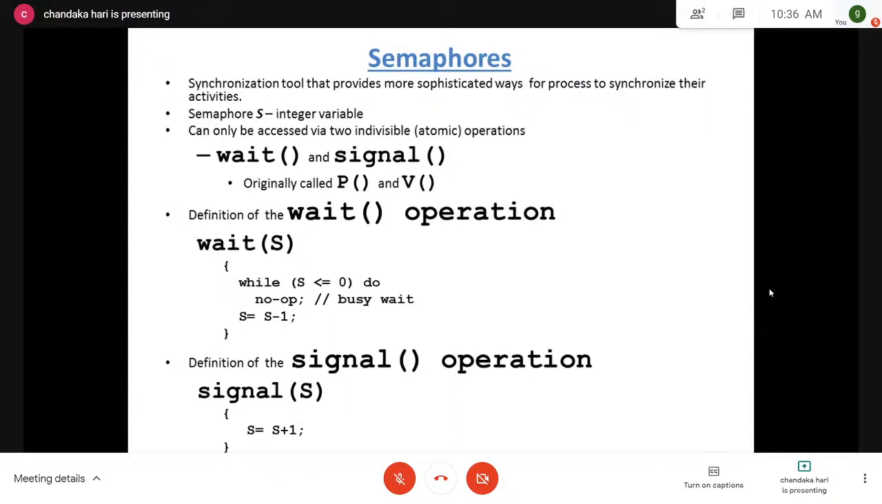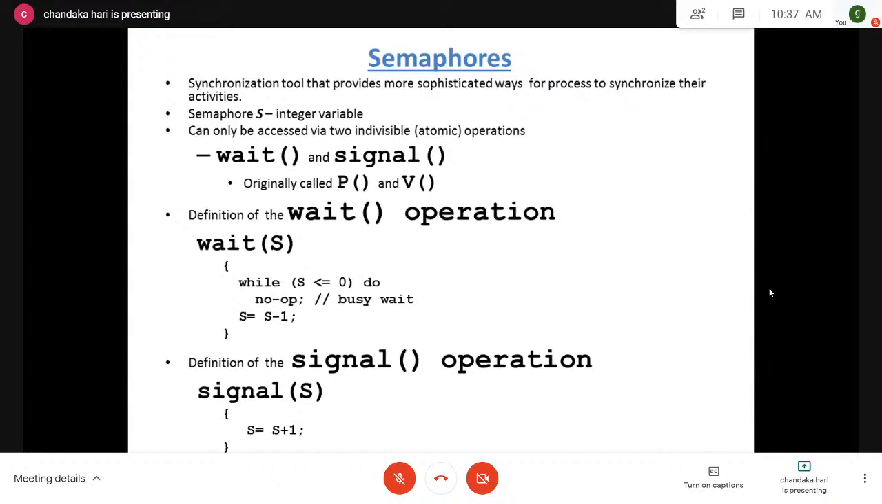Or you can say that if the semaphore value is equal to 1, the maximum number of people that can be allowed is only 1 person at a time. If the semaphore value is equal to 0, that implies it is already locked, and no one is allowed to access this particular variable. Apart from initialization, the semaphore value can be accessed or modified by using only two functions, either wait or signal.